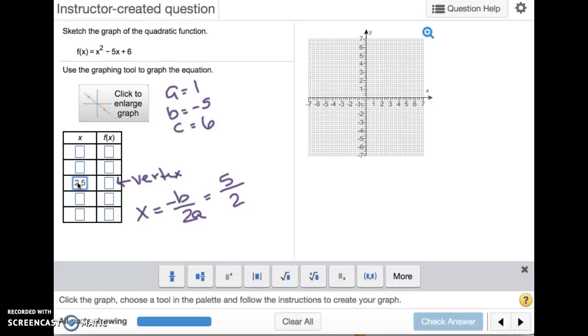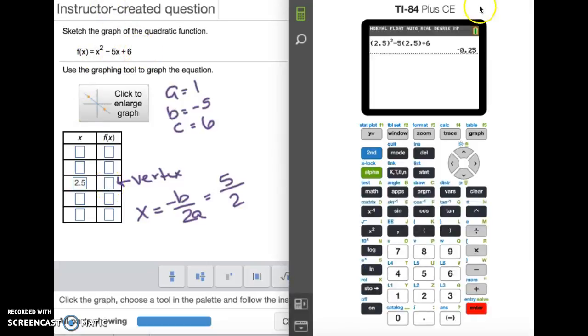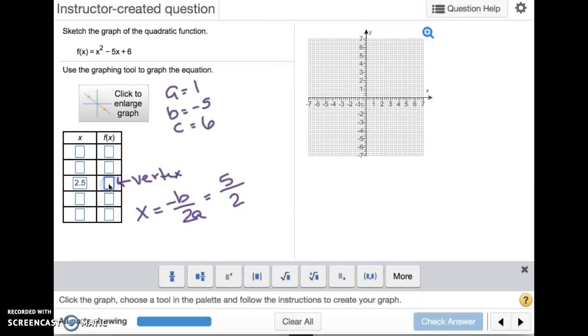To figure out the y, I need to use this equation and plug the 2.5 into each of those x's. And I've already entered this information into my calculator. Again, whatever number I fill in, this 2.5, I'm going to put it in parentheses and then square it, -5 and then put that value in parentheses again, +6, and I get -0.25. So I need to enter that here on my table, -0.25.